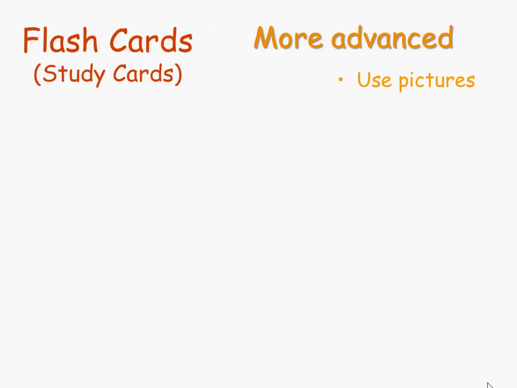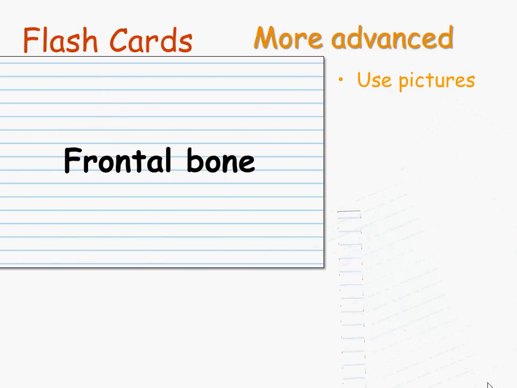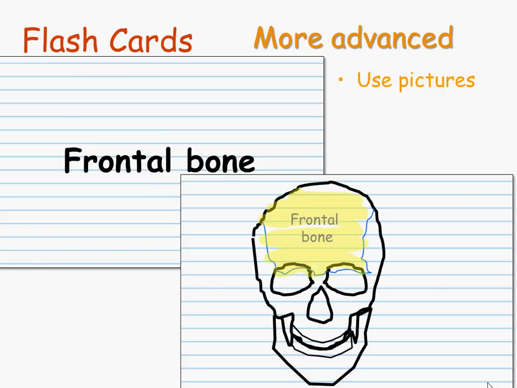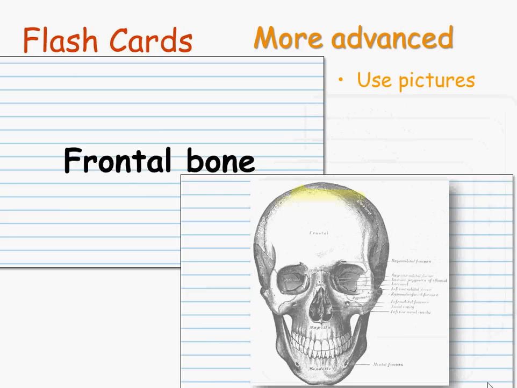Another advanced technique would be to use pictures. For example, let's say you need to learn where the frontal bone is or what it looks like. One option would be to draw a little sketch of the frontal bone, because this is really a visual concept, and that might be better for you than writing out a verbal description. But if your drawing is about as good as mine, you'll want to maybe use a drawing from somewhere else and just tape it or paste it to your card and then highlight the part that you need.